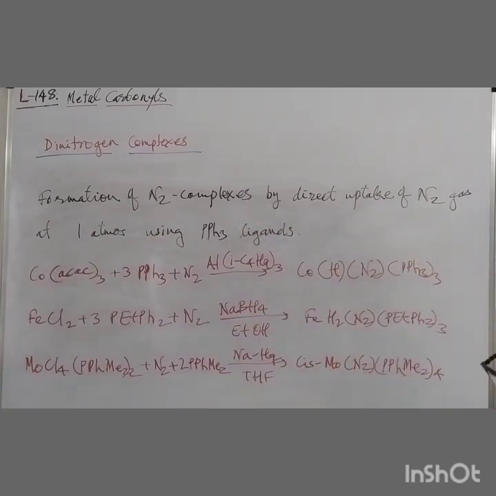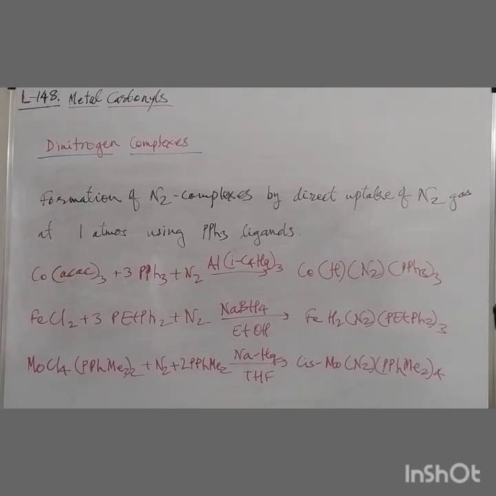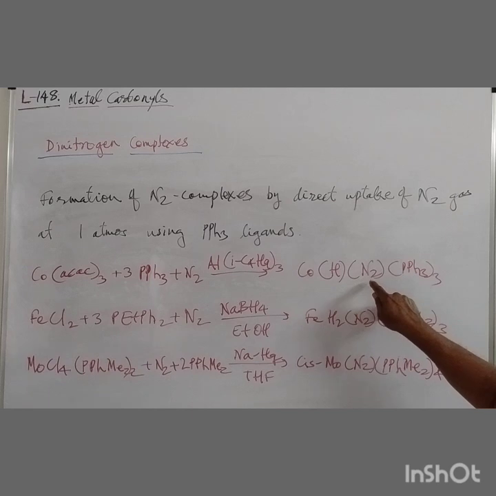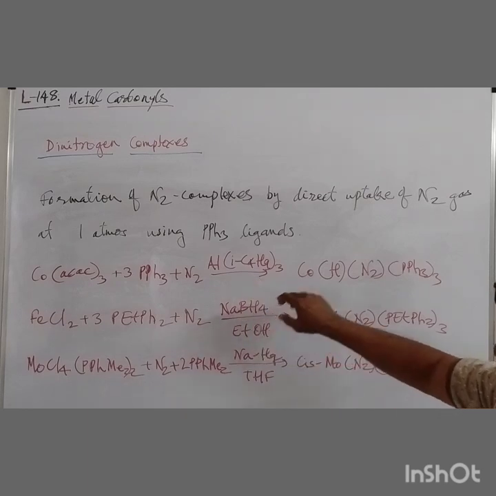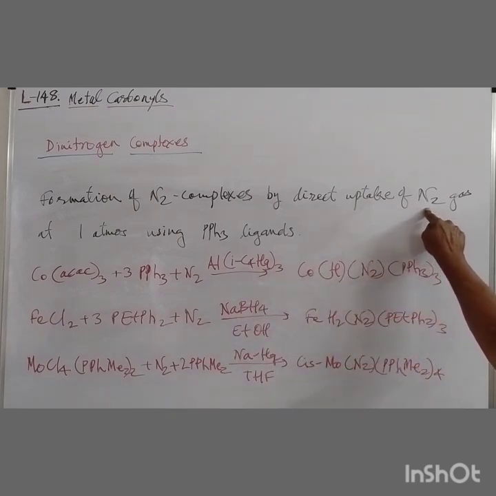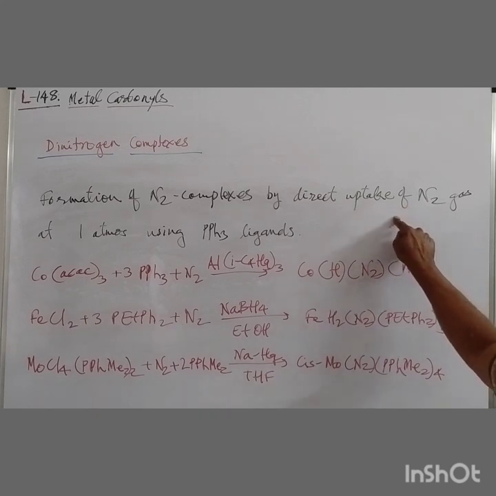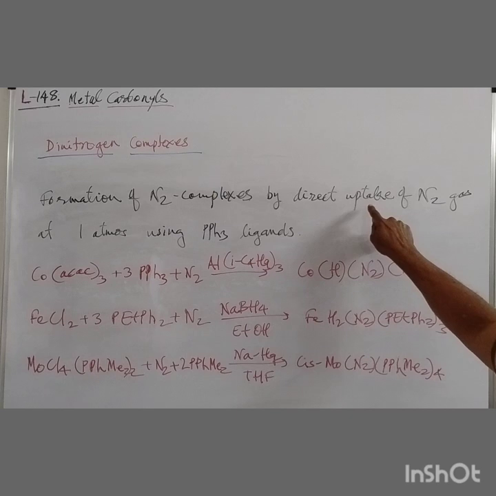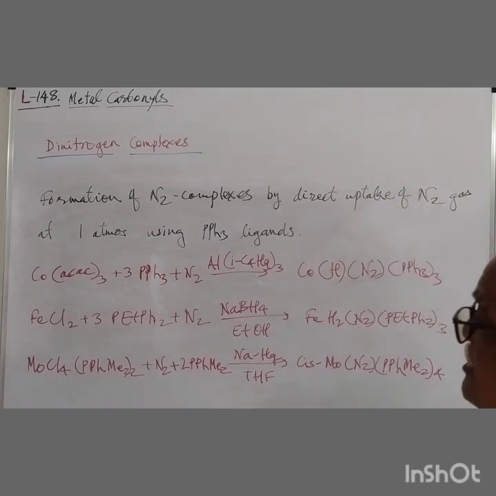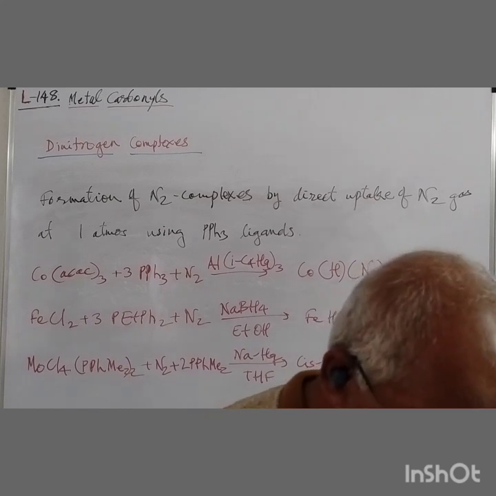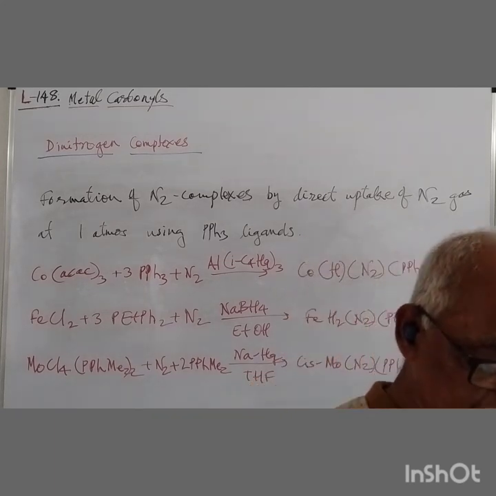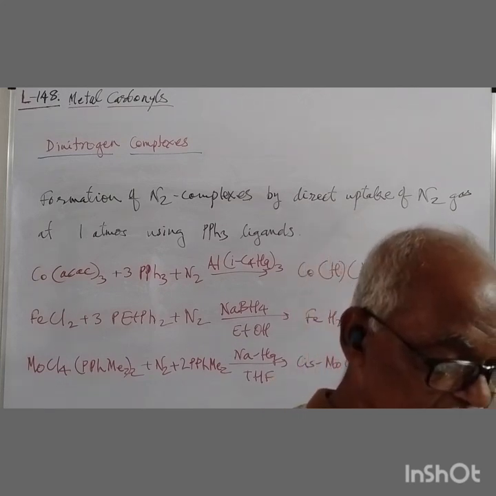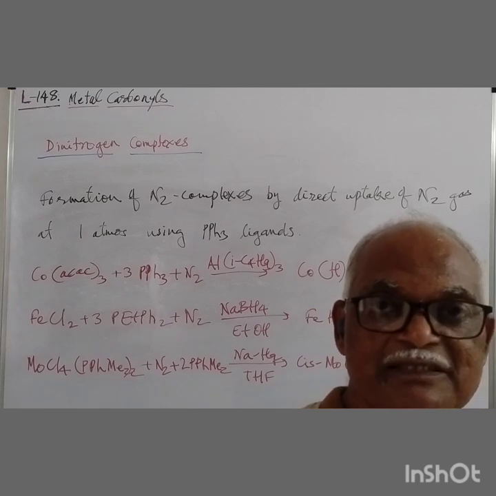So these are some reactions in which we find that the dinitrogen complexes are prepared by using a variety of reducing agents, where we have used nitrogen gas directly. So this is important. Here we have made direct uptake of nitrogen gas using a variety of reducing agents. Some typical compounds containing metal nitrogen groups have been structurally characterized.